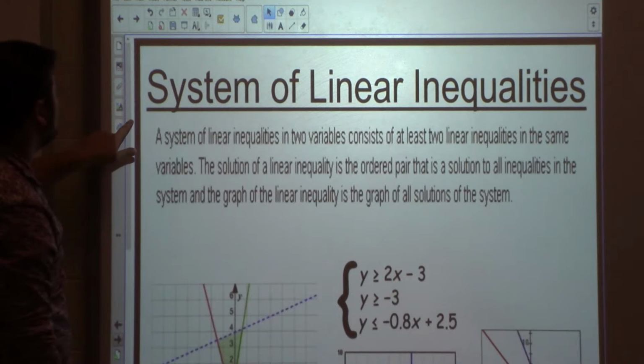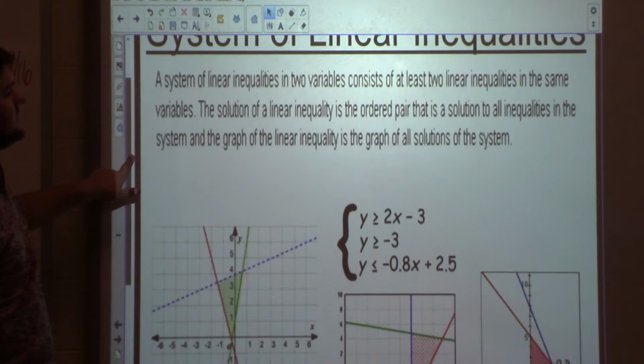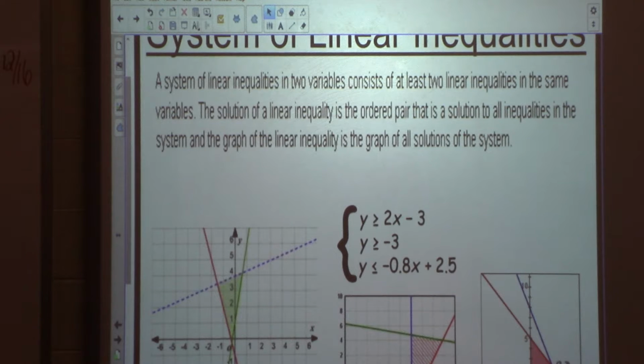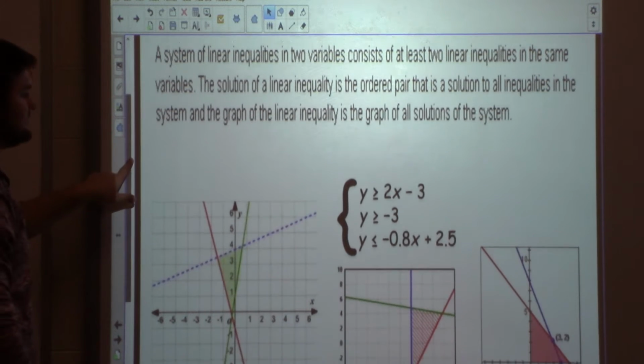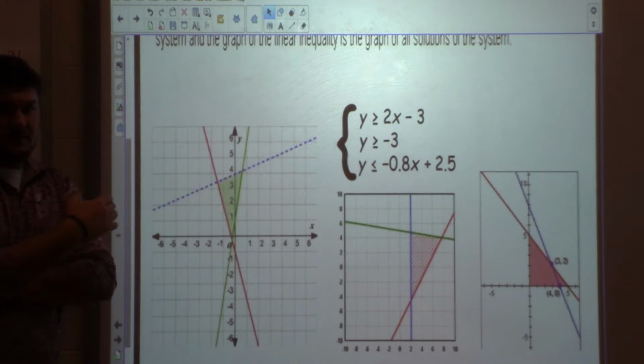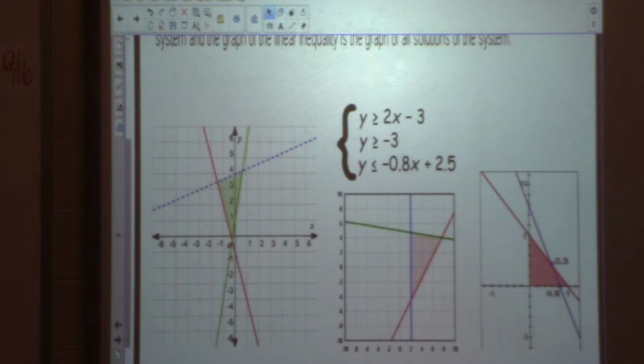A system of linear inequalities consists of at least two inequalities in the same variables. So that means they have the same exact variables and you have two or more inequalities, right? The solution is the ordered pair that is a solution to all inequalities in the system, which means when you go to graph it, your solution set is going to be where they overlap. Normally we would shade one side of each line. Where those two shaded regions overlap is what we call our solution set.